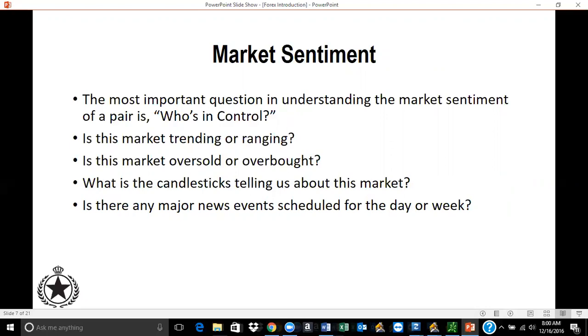Is it a bearish market? Is it a bull market? That's what I mean when I say who's in control. Are the sellers in control or are the buyers in control of this market? Because if I know who's in control, then that lets me know how I need to trade. If I do not know who's in control, then that should tell me one thing: this market is ranging. There are trending markets and there are ranging markets. So it's important to know.